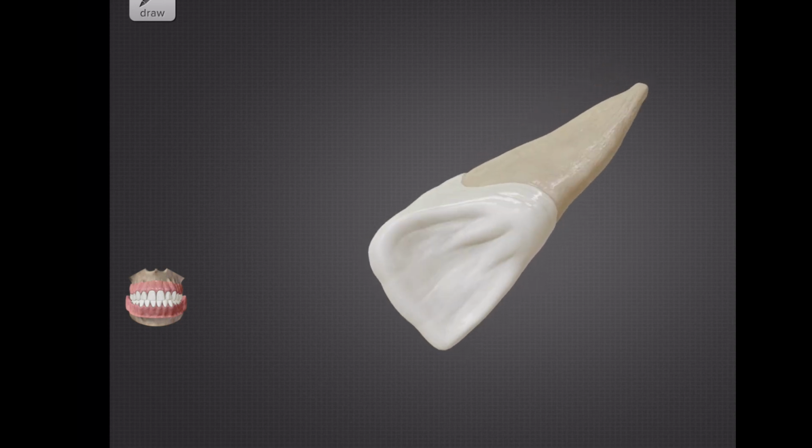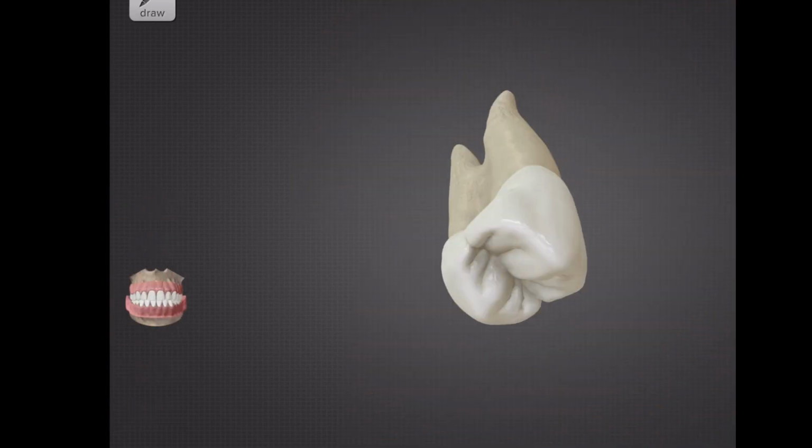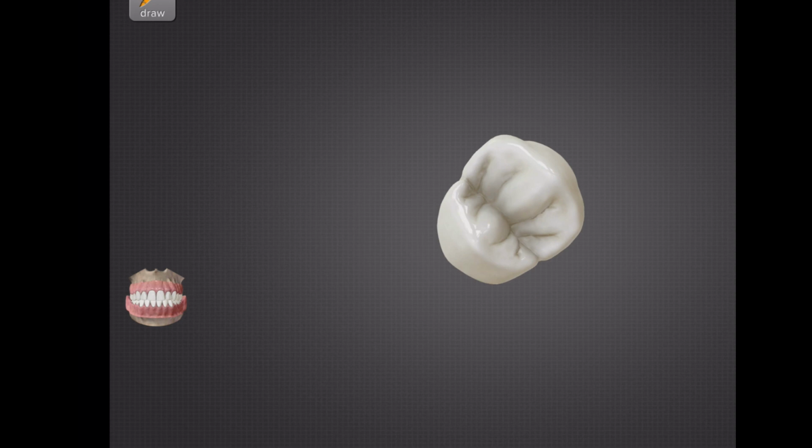Secondly is your cingulum. Cingulum is a rounded projection making the lingual bulk at the cervical third of the crown in the anterior teeth. Next is your cusps. A cusp is a primary pyramidal elevation on the occlusal third of the posterior teeth and the incisal third of your tooth.